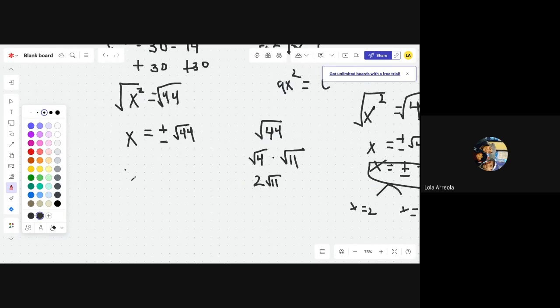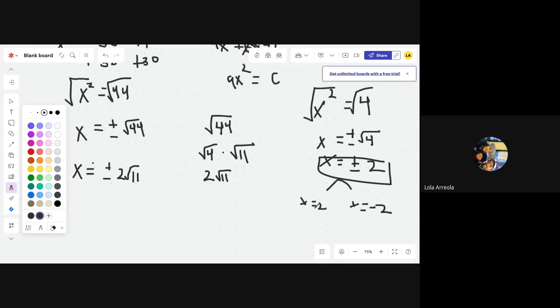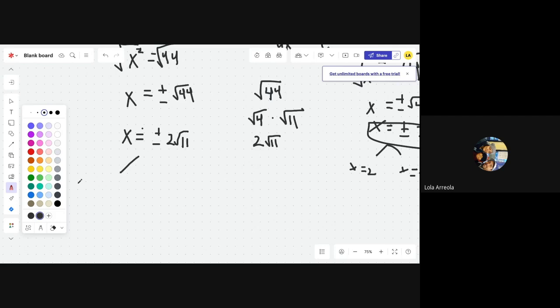So x is equal to the positive and negative version of 2 square root 11. Again, this is 2 problems, just like it divided here. It's saying x is equal to 2 square root 11, the positive version, and x is equal to negative 2 square root 11.